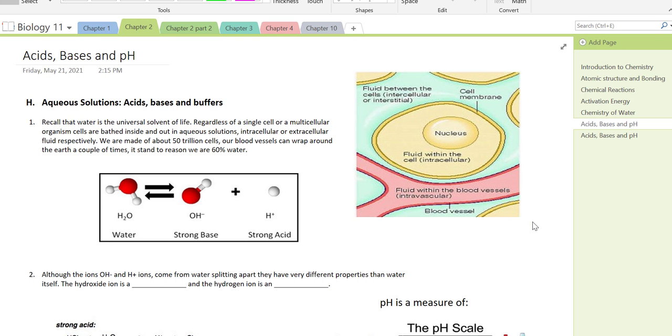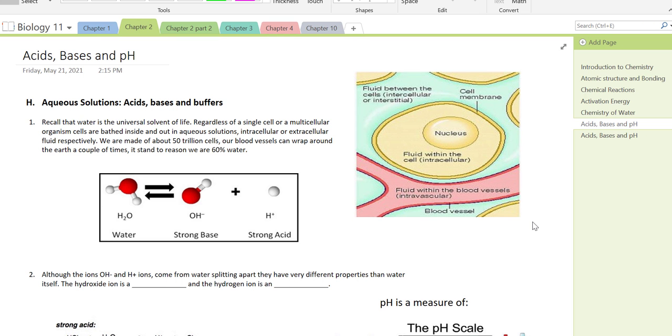Hey everyone, this is our next topic here on acids, bases, and what is called pH. This topic focuses on understanding what acids and bases are, and how we measure acids based on a scale called the pH scale. We want to relate it to biology, to what we're studying, which is life and living organisms.